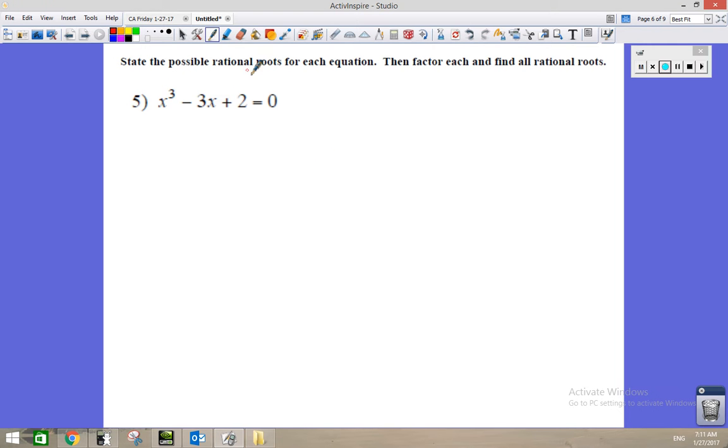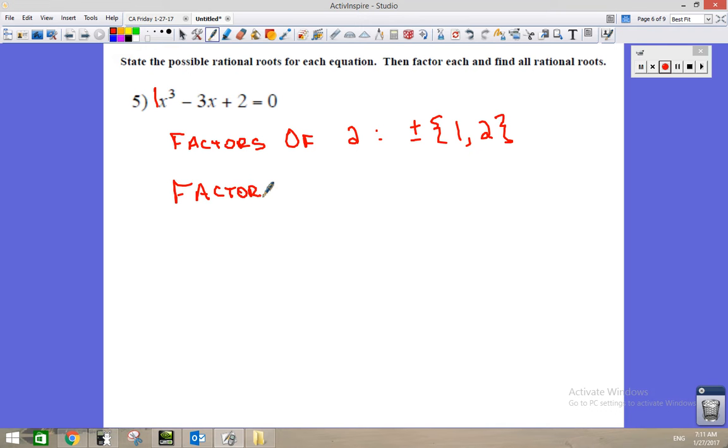Now, the directions are wanting us again to use the rational root theorem. So we have our factors of our constant term, and that's plus or minus. We love it when it's a prime number because it's just 1 and the number itself. And the leading coefficient, when that's 1, then it's just 1 or negative 1.